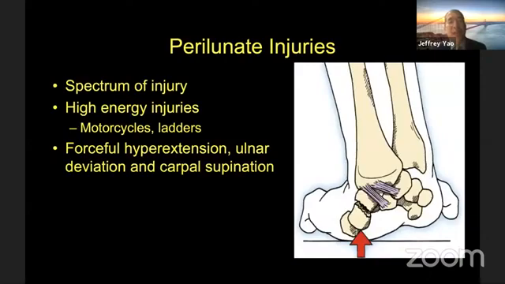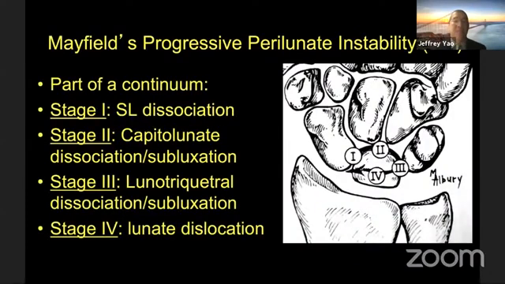These are typically high energy injuries. In the United States, many are motorcycle injuries, ladders, scaffolds, things falling from a height, typically not from a fall from a standing height. It's usually forceful hyperextension with ulnar deviation and carpal supination, which leads to this injury.